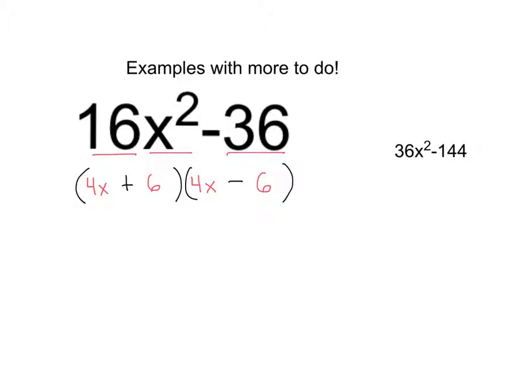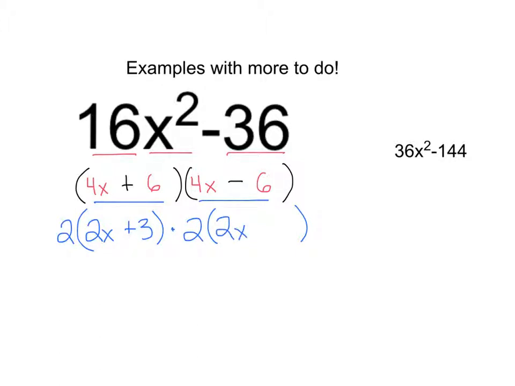In this case, 4x plus 6 shares a 2, so we'll pull a 2 out. 4x divided by 2 is 2x. 6 divided by 2 is 3. And we're going to multiply that by our second problem. Once again, 4x minus 6, they both share a 2. 4x divided by 2 is 2x, and negative 6 divided by 2 is negative 3. So now we get 2 times 2x plus 3 times 2 times 2x minus 3.